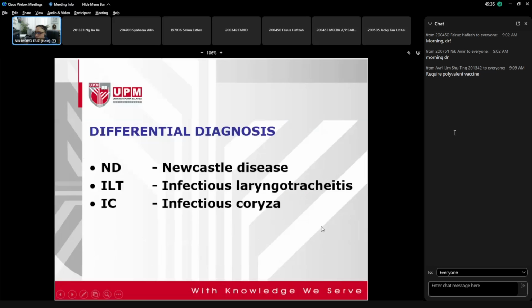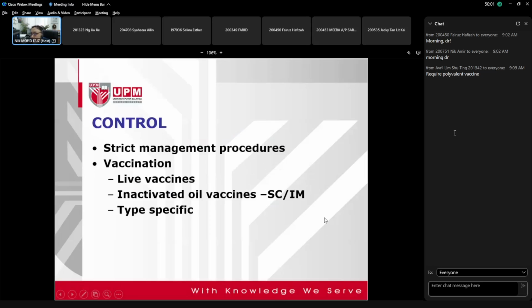Okay, so differential diagnosis when you have this kind of respiratory disease similar to IB is ND, ILT. They show sort of the same clinical signs. But if you list down any other respiratory disease, it is also correct, because in general all the respiratory diseases look almost the same in clinical signs. For the control, it's quite easy. Okay, we have vaccines against it. We just need to use the vaccine. And again, of course, biosecurity.